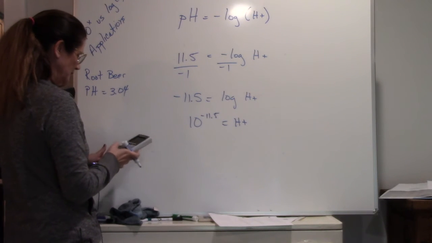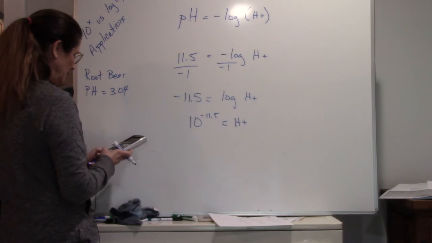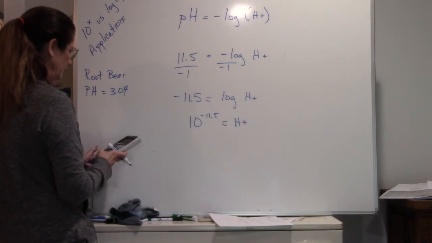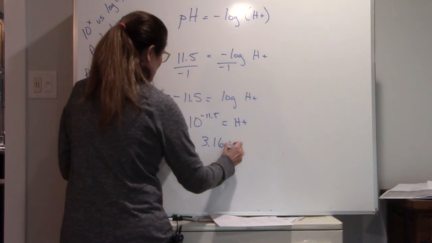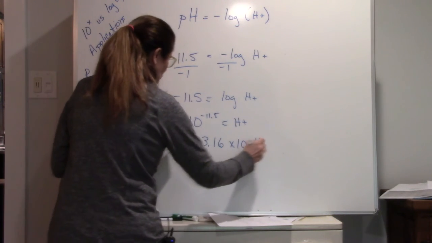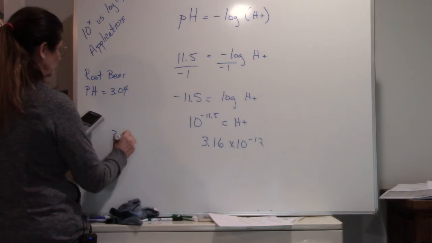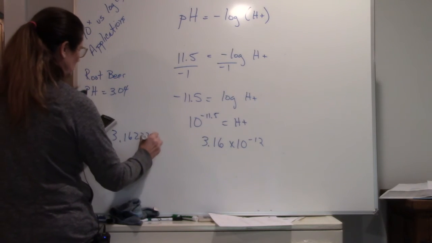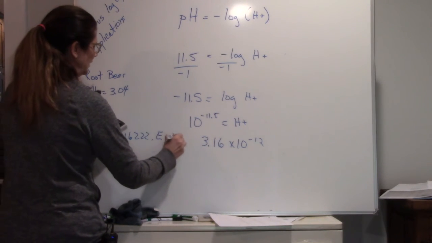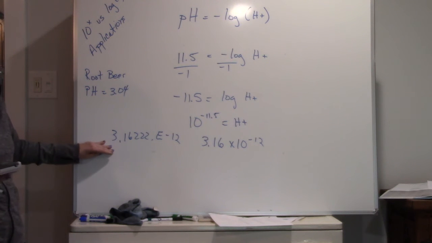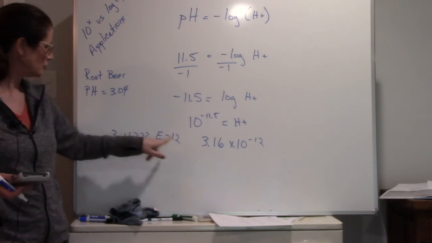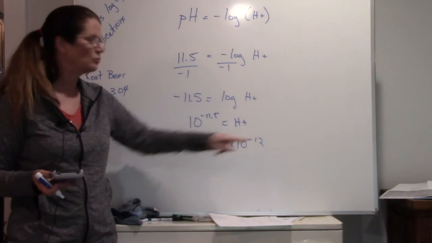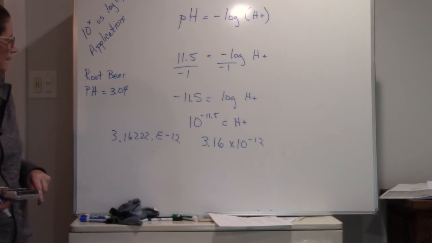10 raised, and this is where you can use your hat key, to the negative 11.5 is 3.16 times 10 to the negative 12. Now, this is what it looks like: 3.16222, blah, blah, blah, E negative 12. That's what it's going to look like on your calculator. But this is in scientific notation. The EE just means it's 10 raised to the negative 12.